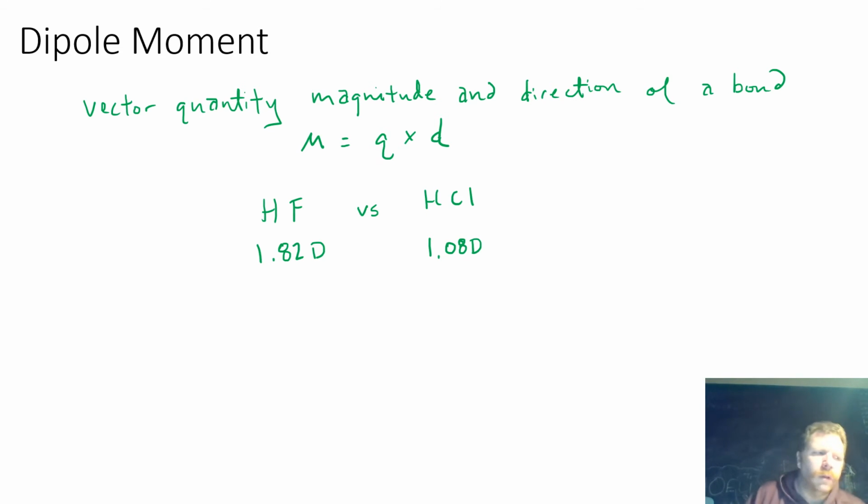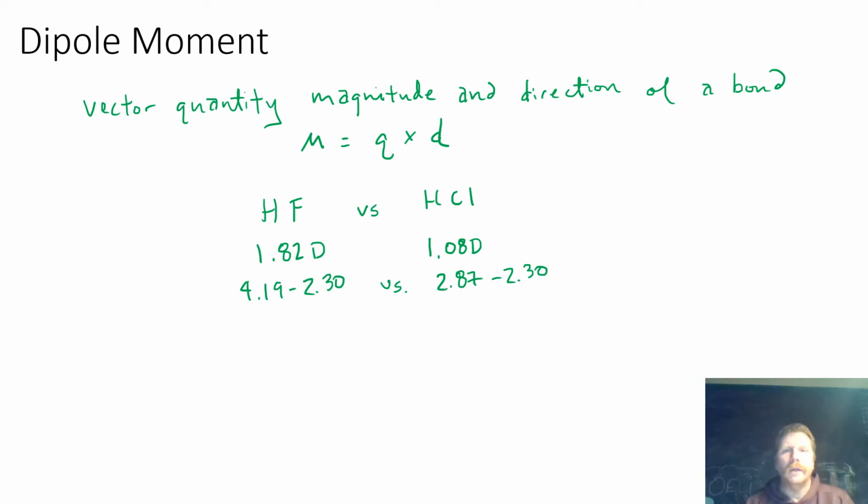One of the ways that you can look back at that is, what is the difference between your electronegativities? The electronegativity difference between HF and HCl is going to be different: 4.19 minus 2.30 versus 2.87 minus 2.30. Now you can't simply plug those numbers in and get your dipole moment calculation, because it's a little bit more involved than that. It takes into consideration partial charges, but it does give you a little bit of perspective.